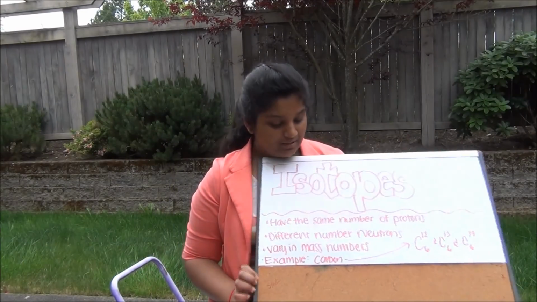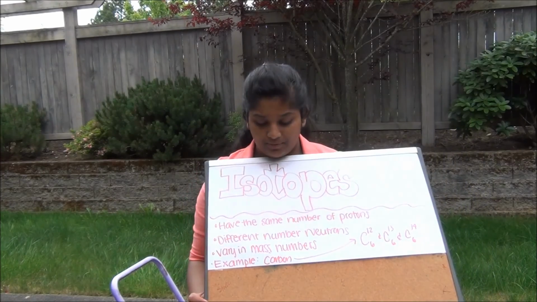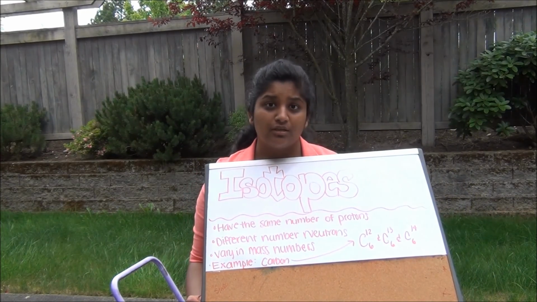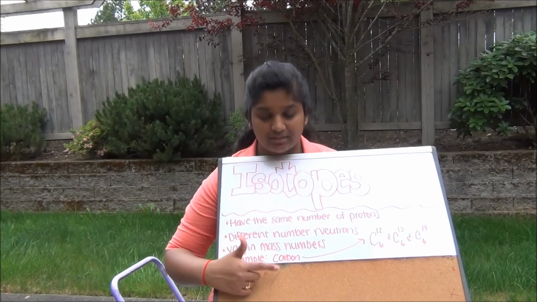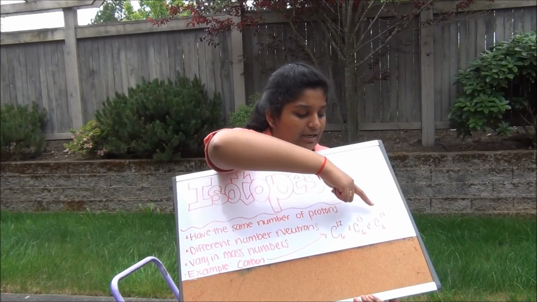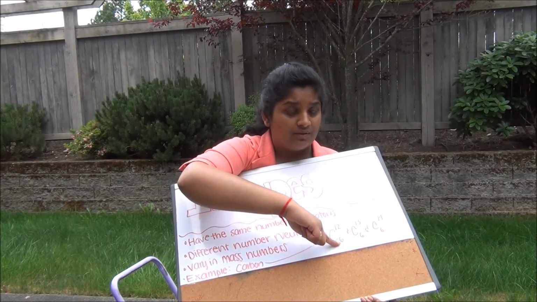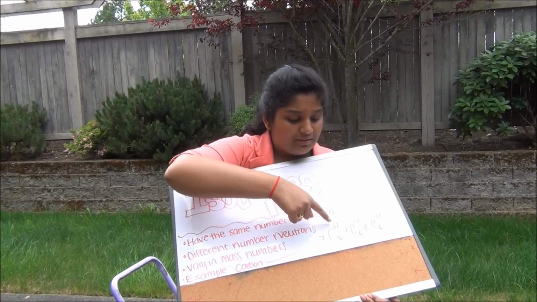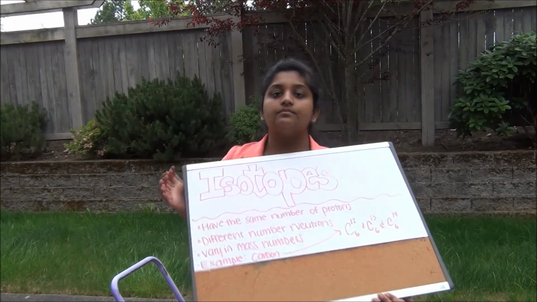Isotopes. They're atoms that have the same number of protons but a different number of neutrons. They vary in mass numbers. An example is carbon. There's carbon 12, carbon 13, and carbon 14. As you can see, the atomic number is the same for all of them, 6, 6, and 6, but the mass numbers on the top are all different.